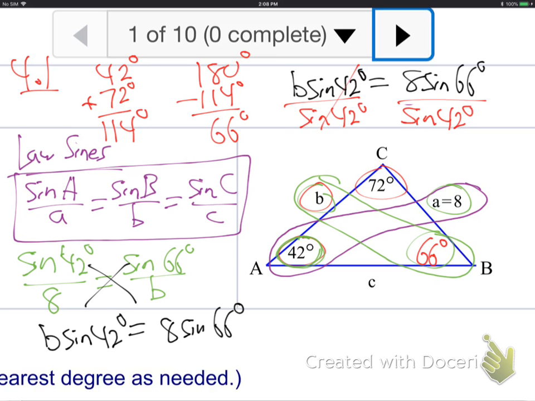Hit the buttons on your calculator, whatever that is. 8. Oh, make sure you're in... Well, let's stop there. I don't want to mess you up for the mode, because you need to be in radian mode for the test. So leave your calculator in radian mode for the test.